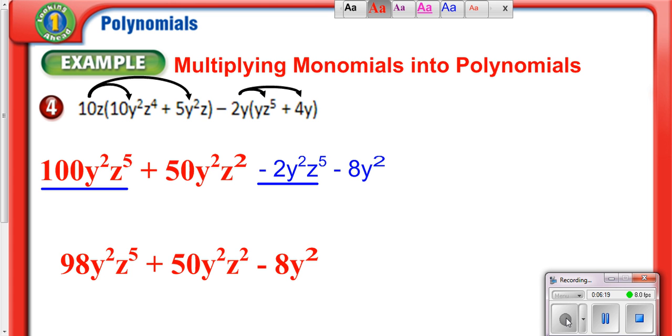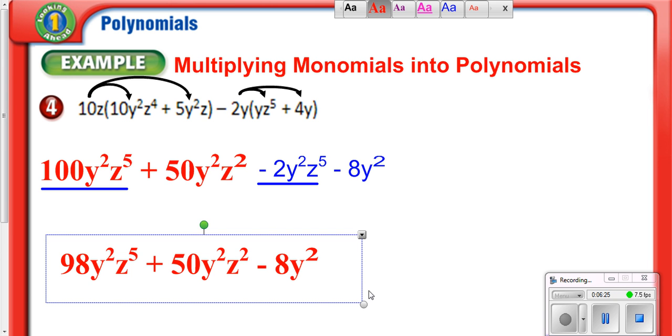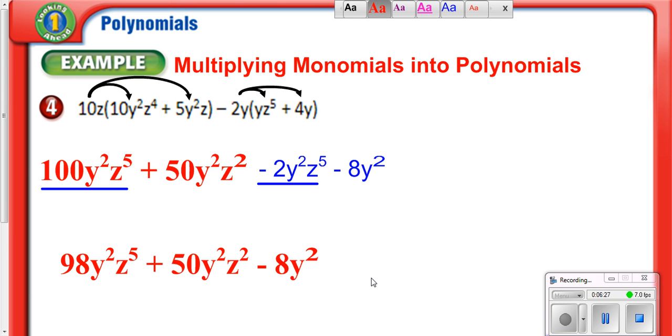When we do these problems, I'm not going to be too concerned when we have multiple variables to write in standard form. However, when we do have one variable, such as negative 8y squared, I expect that you write those in standard form. Other than that, when you come across multiple variables in this problem, I'm not going to be too concerned on where things go. This will conclude Lesson 4, Multiplying Monomials into Polynomials.